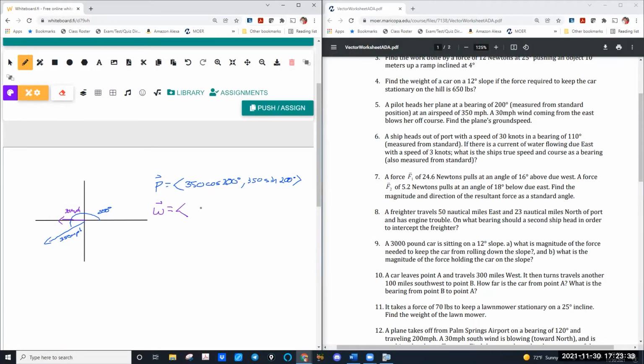And to show you that it still works out, to be going west would be a 180-degree angle. So we would have 30 times cosine of 180, comma 30 sine of 180. Well, sine of 180 degrees is 0, so this is gone. Cosine of 180 degrees is -1, so this is -30, which makes sense for this vector. It's got a -30 i component and a 0 j component.